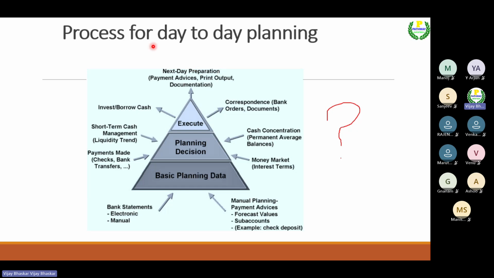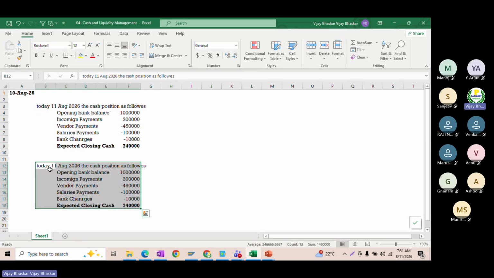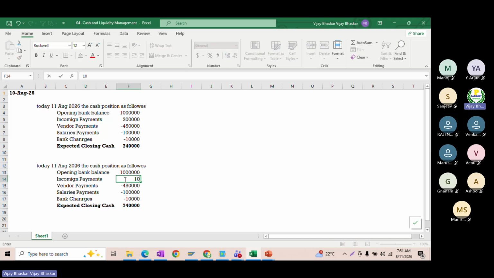Let me give an example. If the planning is done for today, what is going to happen here? Let us understand. I'm going to take the same example the other way around. Now you could see what is going to happen. Opening balance, so this is the opening balance. This is the incoming which you have expected. There is no planning here. So now let us understand here. Let me make the changes here for better understanding.